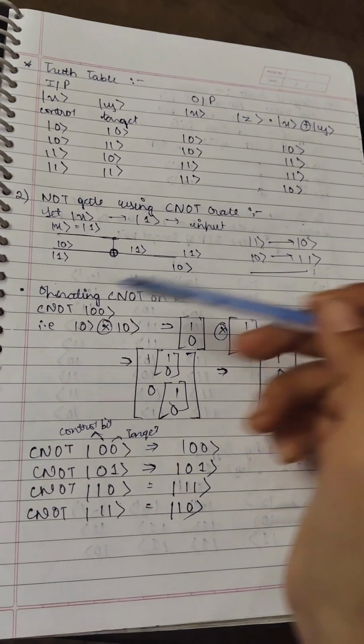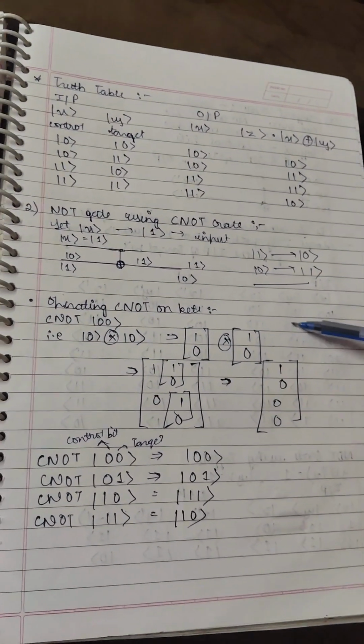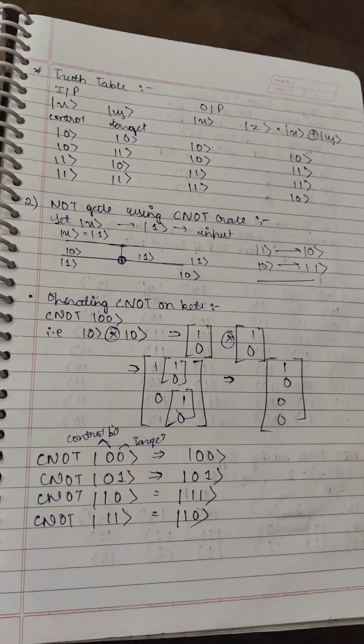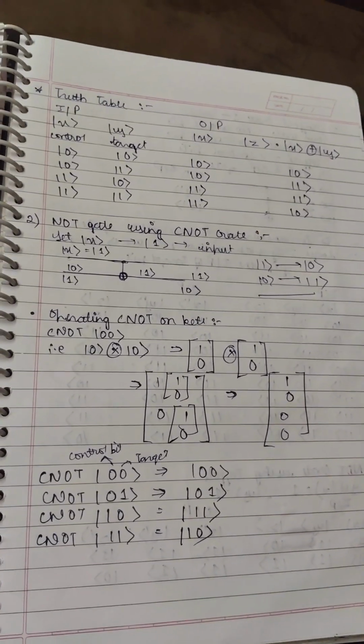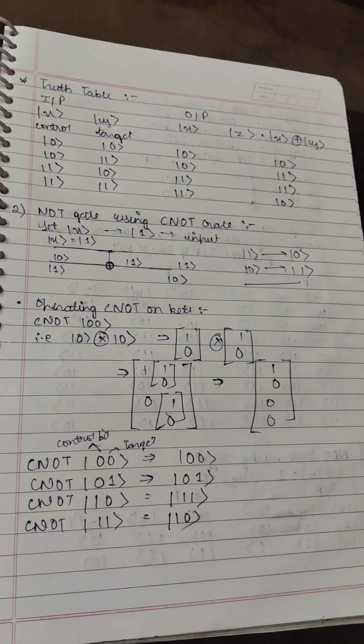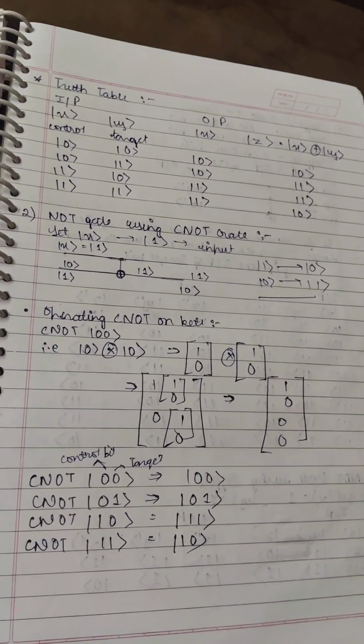And then how can we operate CNOT on gates? Here are the various types of questions that we could practice easily. So now let us move on to the next gate, which is the Toffoli gate.